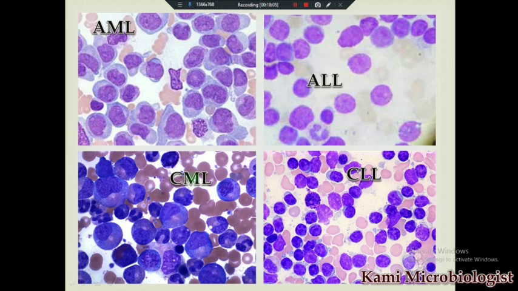This is the chronic myeloid leukemia. As you can see, there are a lot of white blood cells, very large in number, and you can see that this is chronic. And this is chronic lymphoid leukemia. Okay, so if you see a field like this, it means that there is a leukemia.